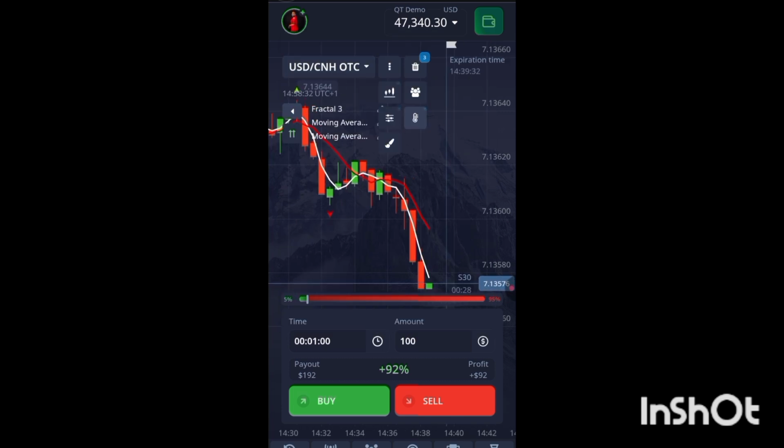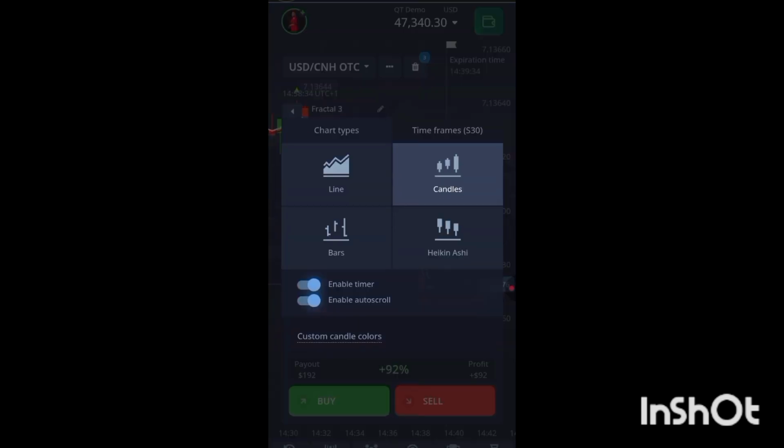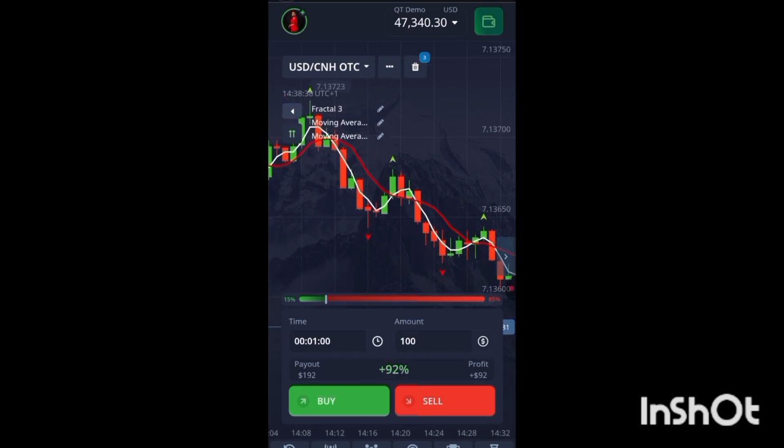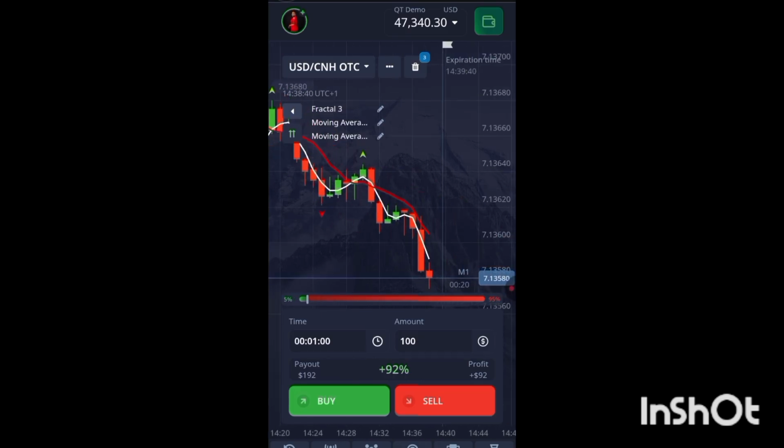For the time frame, you click on candles, change this to 1 minute, and that's it. So it means all these candles you're seeing, they will open and close for just 1 minute. You click on time and click on M1. It means the trade will only take place for just 1 minute.